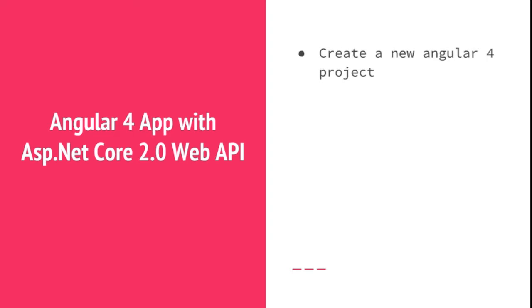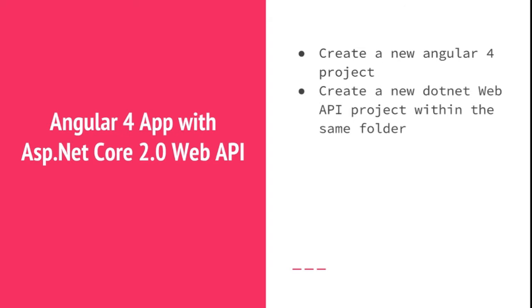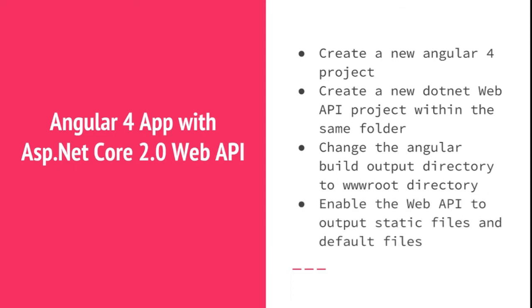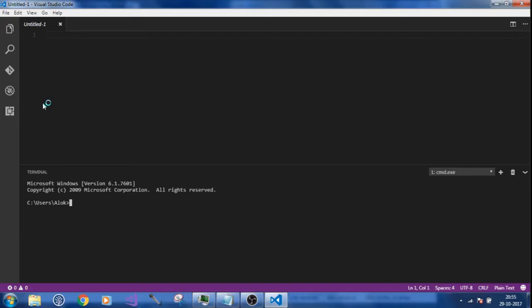So start with creating a new Angular 4 project, then create a .NET Web API project within the same folder. Then the third step is to change the Angular build output directory to the wwwroot directory. And finally, enable the Web API to output the static files and default files from the output directory. Now let's start by going through each step in detail.